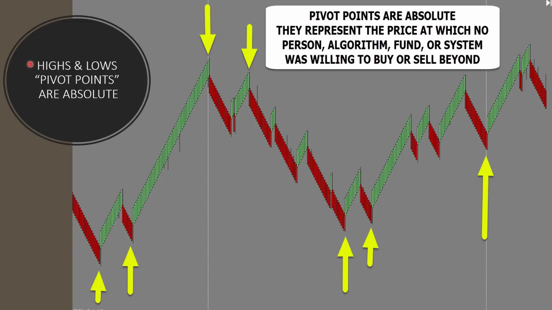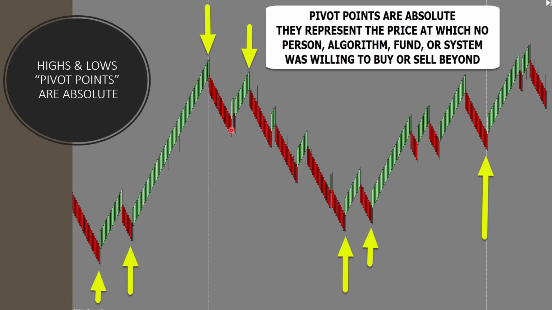The high of the move and the low of the move are called pivot points. That's what we call them, highs and lows. And the highs and lows are absolute. The only thing that is true is that at the high, no other person, algorithm, system, fund, anybody on the planet was willing to buy this commodity at a higher price, and that's why the market went down.